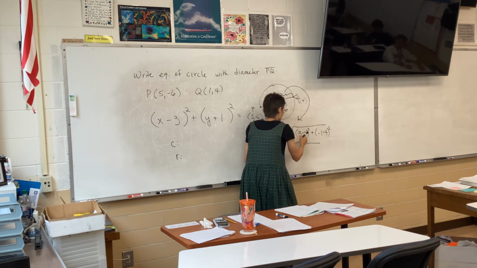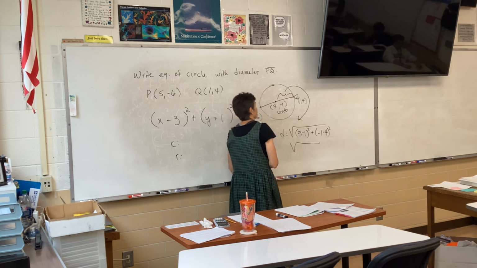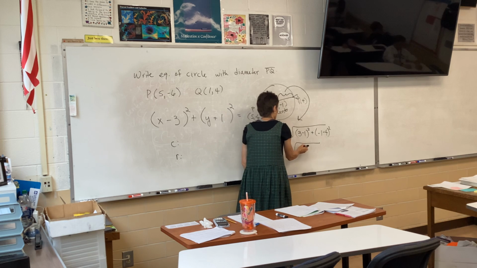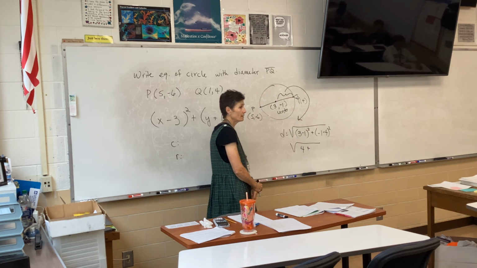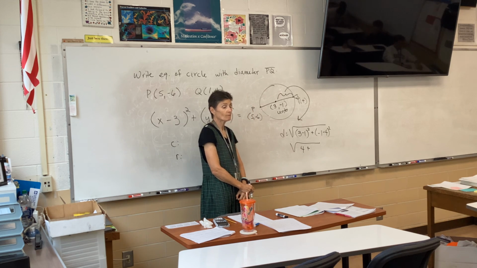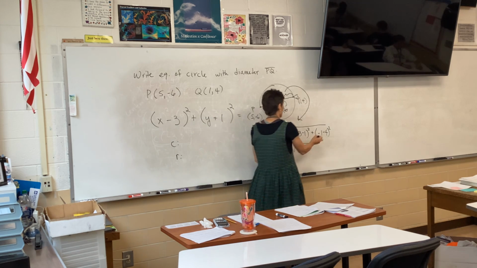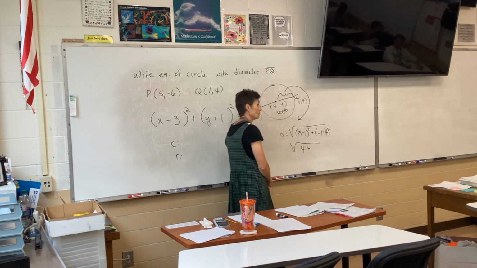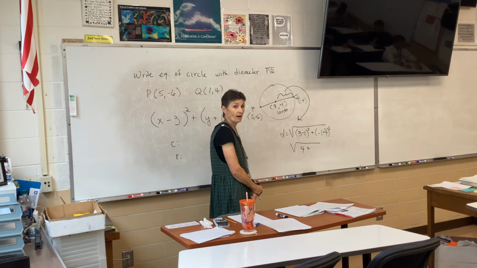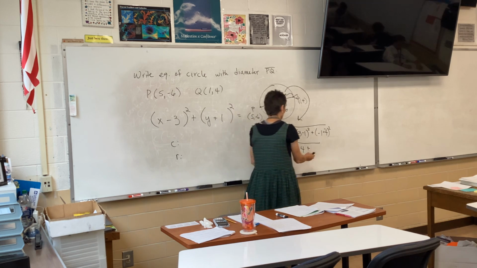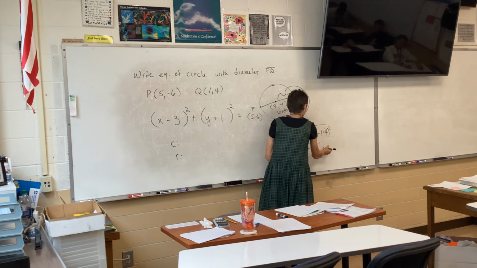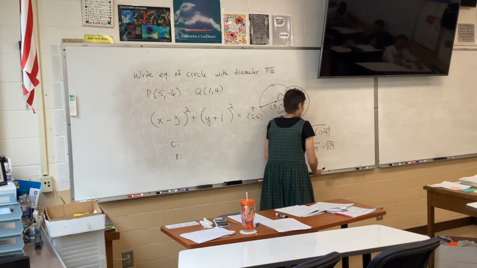Here we go. 3 minus 1 is 2. Squared is 4. -1 minus 4, be careful, -1 plus -4, -5, squared, 25. So your radius is the square root of 29.